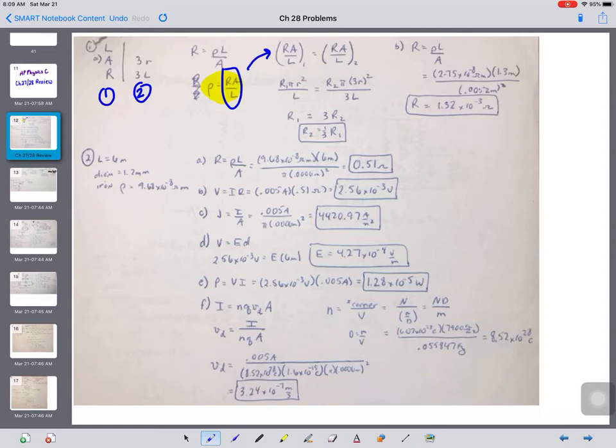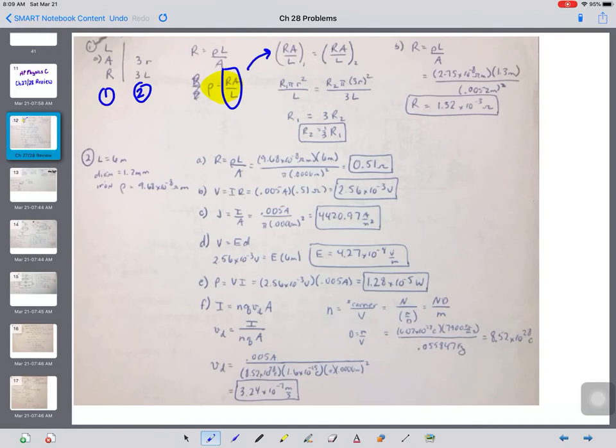In number 2, you have a length of wire, 6 meters long, diameter of 1.2 millimeters. Make sure you convert your millimeters. It's made of iron and the resistivity is given there. You're calculating a whole bunch of different things as you go along there. I'm going to skip all the way down to part F, where you're calculating what the drift velocity is.